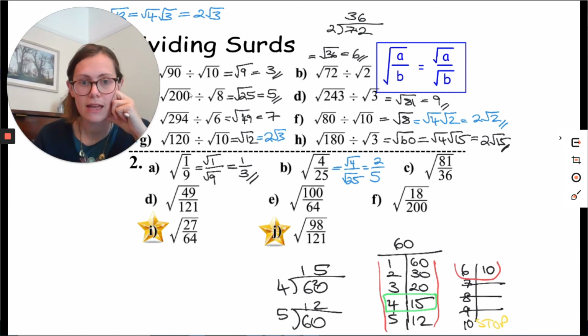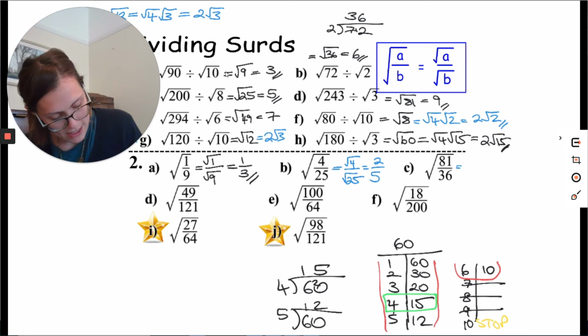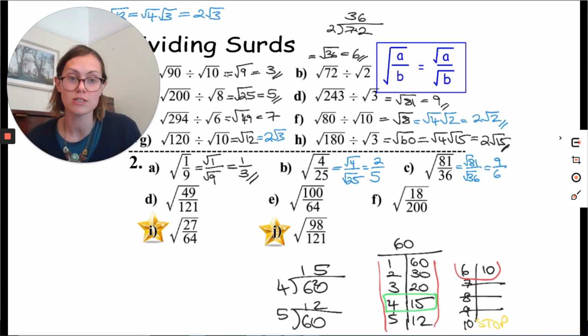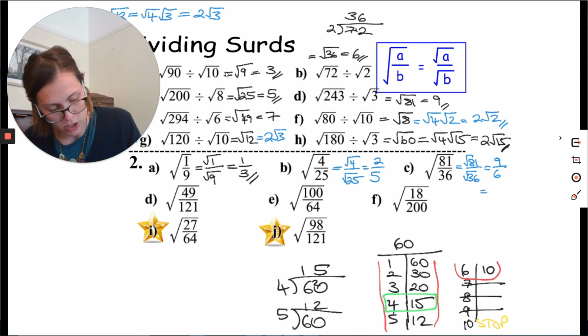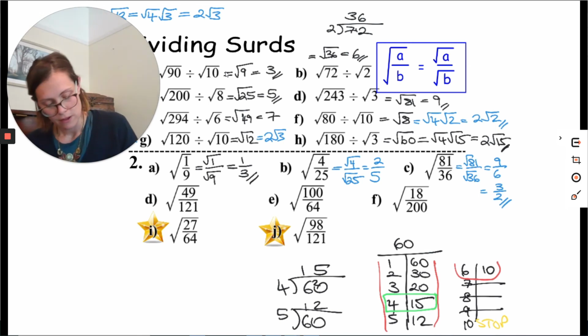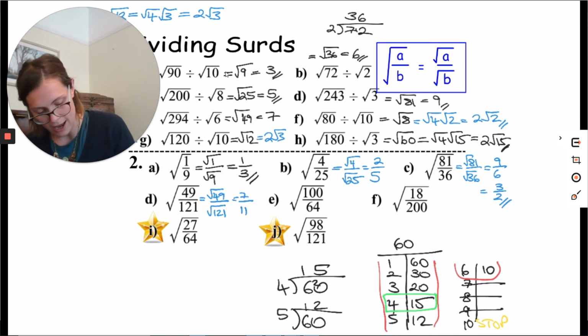Okay, welcome back. Let's just double check that we're happy with C, D, E, and F. So for C, again, you've already got square numbers there. So this becomes root 81 over root 36. So it should become 9 over 6. And if you want to simplify that further, you should be able to take a factor of 3 out. So if I divide the top and bottom by 3, I get 3 over 2 as a final answer. For D, you've got a square number on the top and a square number on the bottom, so it makes sense again just to square root the top and square root the bottom. We should have got 7 over 11.